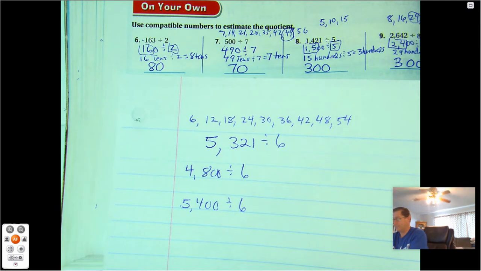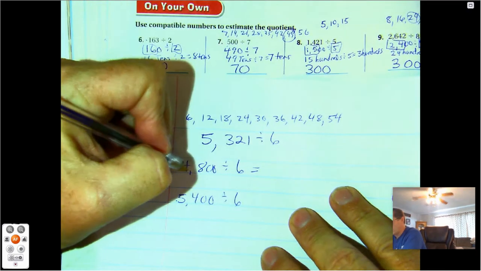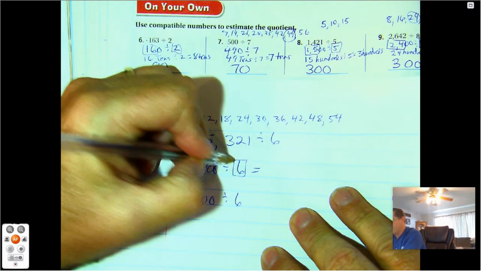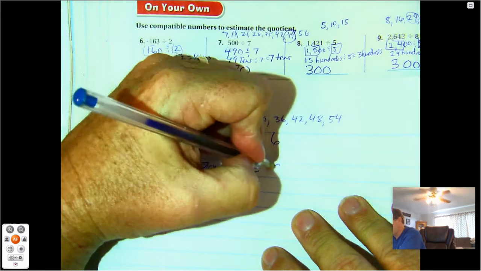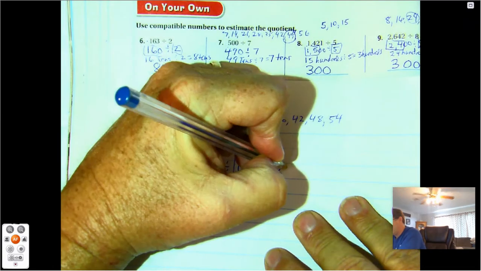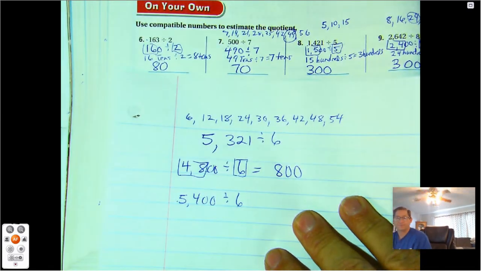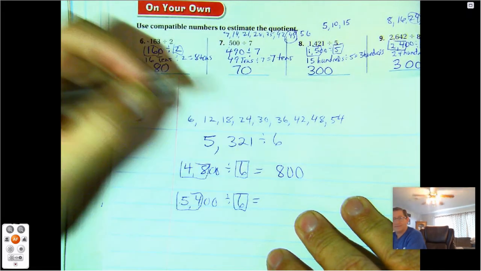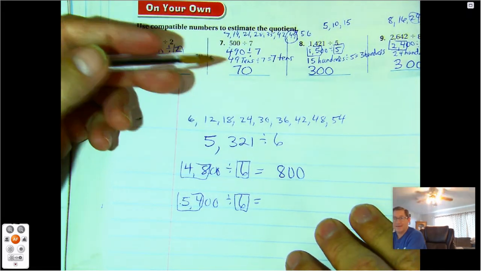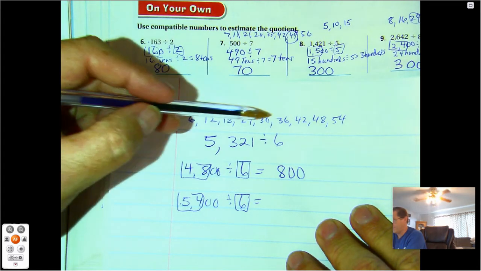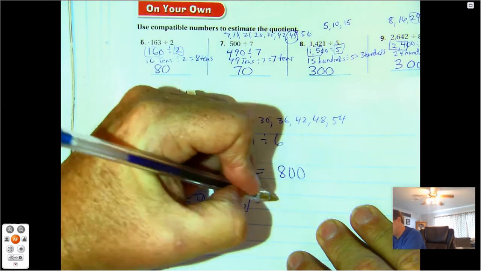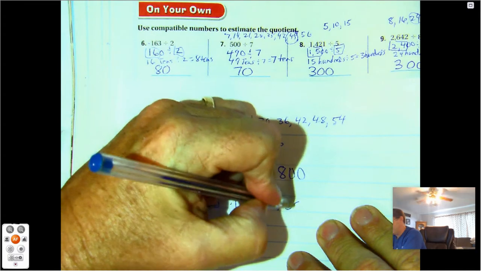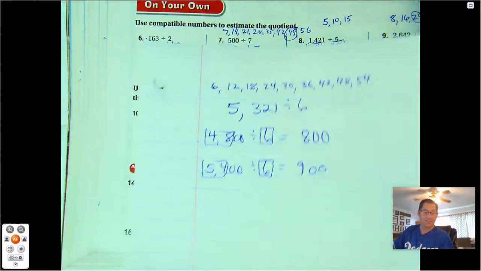So we're going to go 48 divided by 6. That's 800. And 54 divided by 6. 6 times 9, right? 1, 2, 3, 4, 5, 6, 7, 8, 9. 900. So it's between 800 and 900.